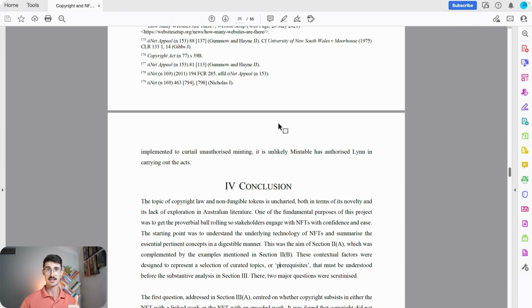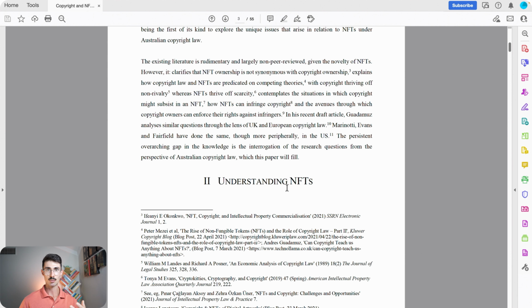The first one is introduction. The second one is understanding NFTs. The third one is the major questions. And the fourth one, as we can see here, is conclusion. The point about sequencing, the use of sequencing as a structural device in this paper is this. It's a really basic one, but it drives home the importance of how information is ordered, the importance of the use of sequencing as a structural device very clearly.